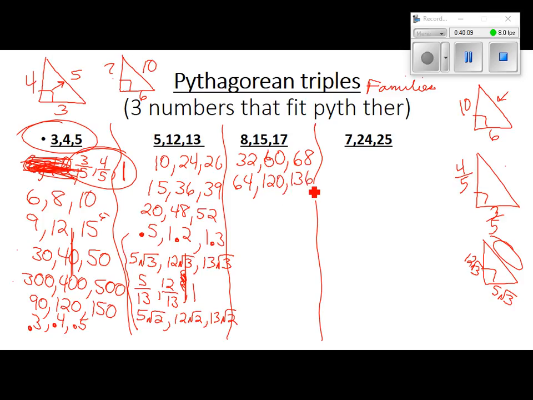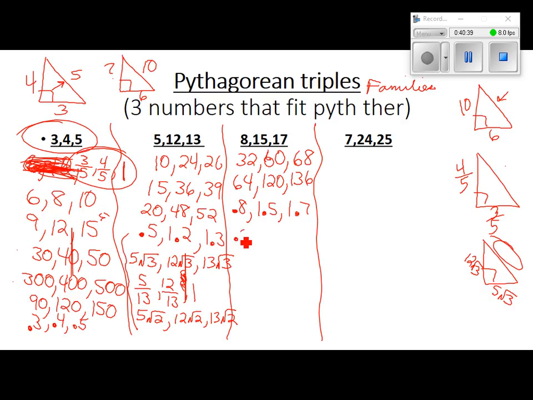Now again, are you going to pick that out? If I give you a triangle where one of the legs is 120 and the hypotenuse is 136, are you going to say, oh yeah, the other leg's got to be 64? Probably not. All right, give me another one. Do a decimal one. 0.8, 1.5, 1.7.